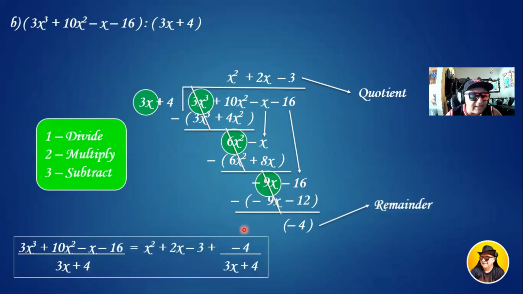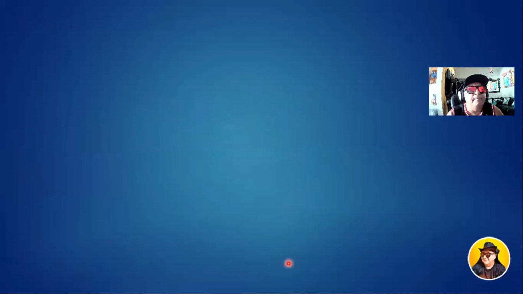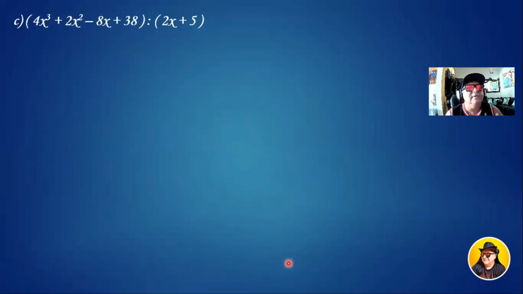So the result is 3x cubed plus 10x squared minus x minus 16 divided by 3x plus 4 is x squared plus 2x minus 3 plus minus 4 divided by 3x plus 4. All right, question B is done. Let's go to question C. Now I want to divide 4x cubed plus 2x squared minus 8x plus 38 by 2x plus 5. Let's prepare.